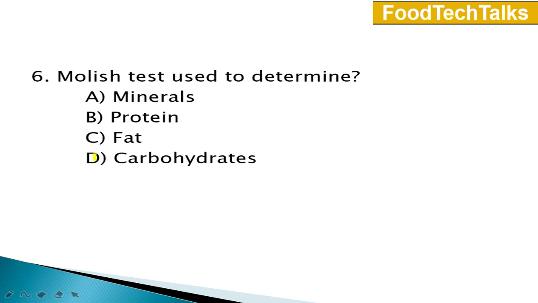Sixth question, Molisch test is used to determine. Options are A. Minerals, B. Proteins, C. Fat, and D is carbohydrate. Answer is option D. Carbohydrates. Molisch test is used to determine carbohydrate, and the reagent used is alpha naphthol. For fat we know Soxhlet, and for protein Kjeldahl method.